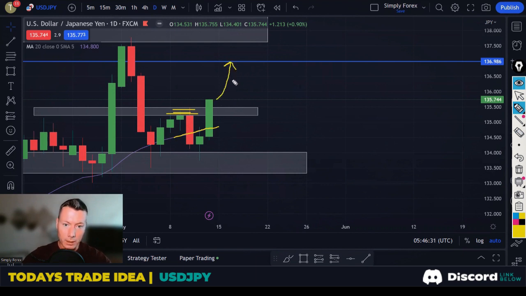So out of all the US dollar pairs, all of them are potential trades, but I like US dollar Japanese yen. And I think we can take it back up to this psychological level of 137.